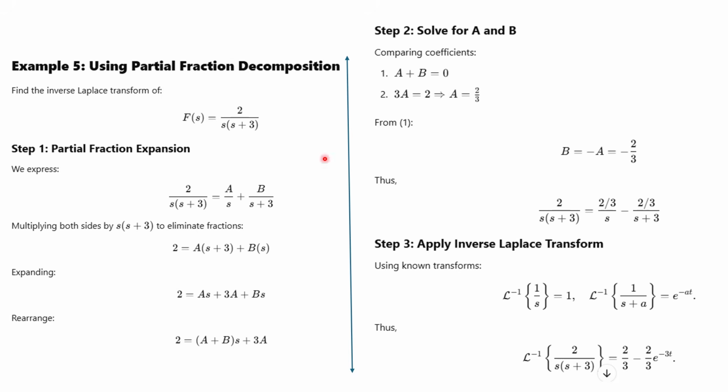So if you remember, u of t has the Laplace transform 1 by s. So this is something like that, right? Here we can write 2 by 3 into 1, and then if you remember, 1 over s plus a has the inverse Laplace transform e to the power minus at. So here 2 by 3 and then e to the power minus 3t, where a we replace by 3. So this is the final answer for this function. F of s is this, and f of t is 2 over 3 minus 2 by 3 into e to the power minus 3t. So this is the technique to get the inverse Laplace transform using the partial fraction technique, right?